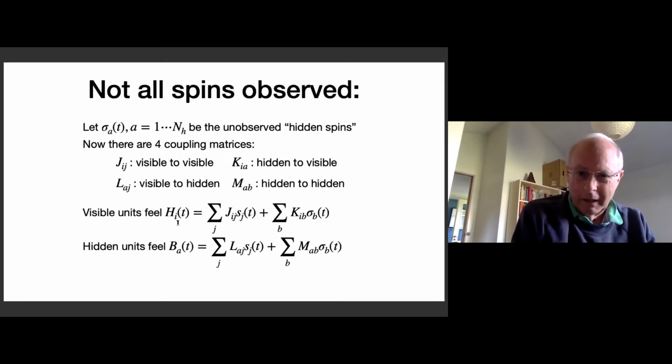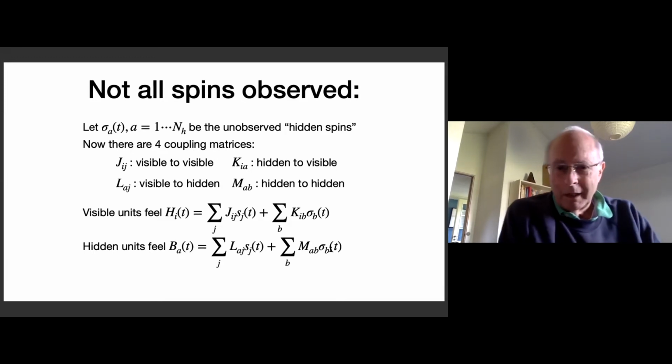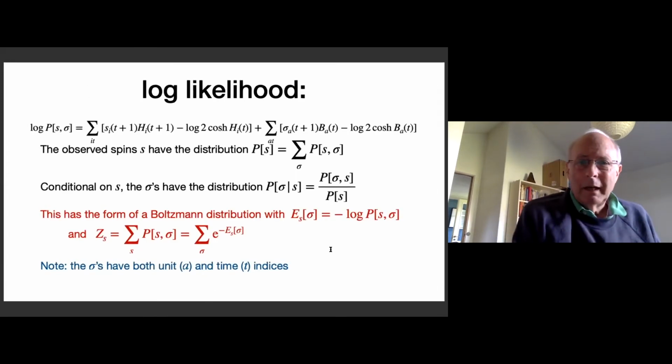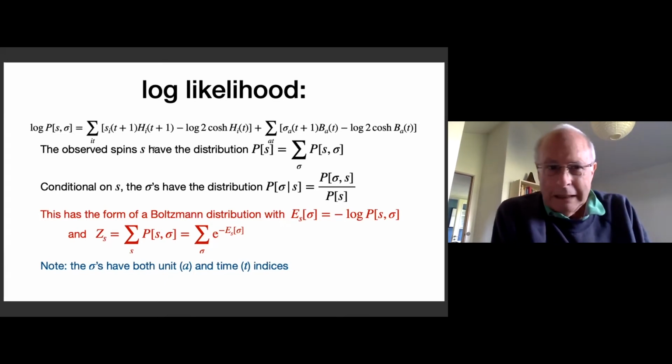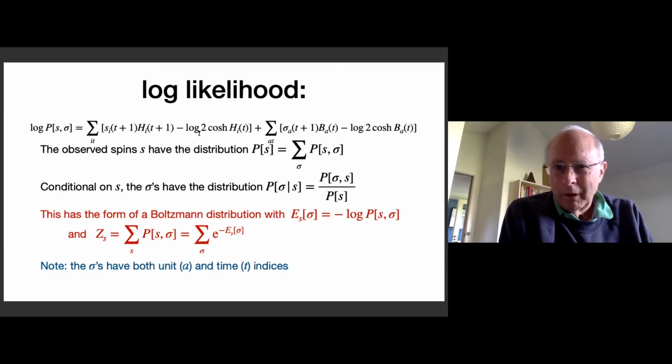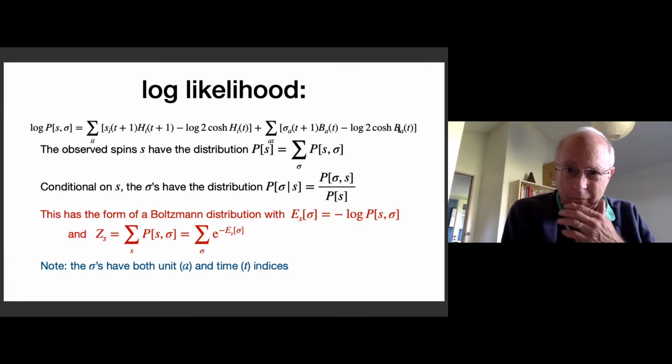So now the visible units feel an H, which is like the one from the other visible units, plus the sum of KIB times sigma B at each time step. And similarly, the hidden units feel something proportional to the visible ones plus the sum of MAB sigma B. So these are interactions among the hidden ones. And the log likelihood of the whole thing, forgetting about which ones are visible and which ones are hidden, which ones are measured, you get this term we had before, and the same kind of term, sigma times B minus log cosh 2B, where B is the field on the hidden parts.